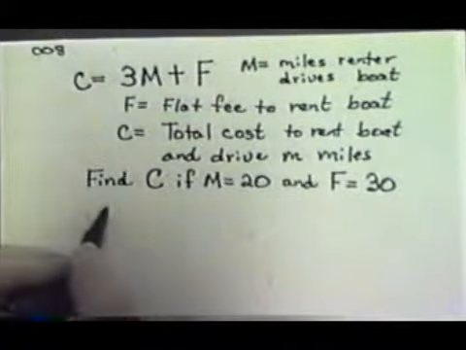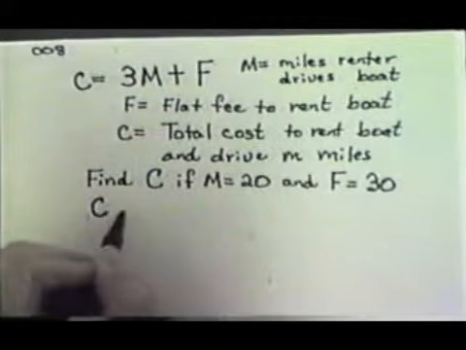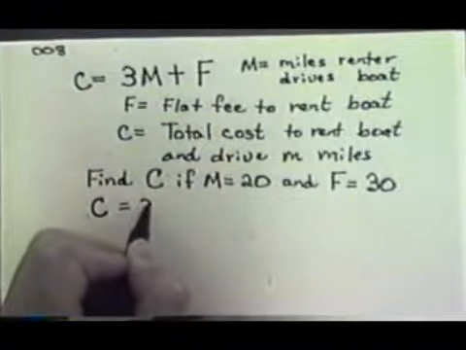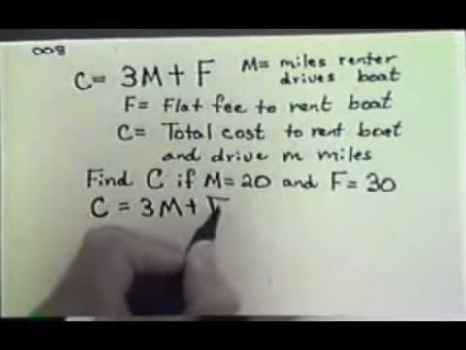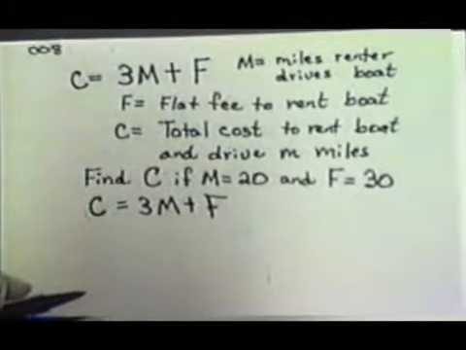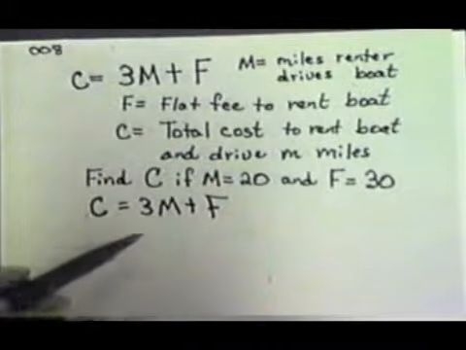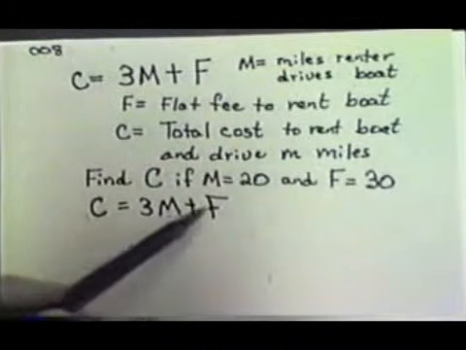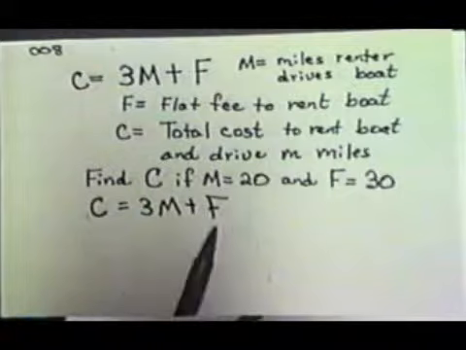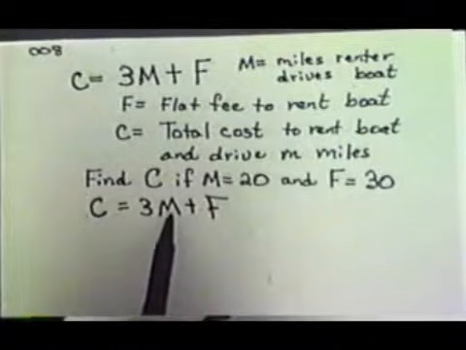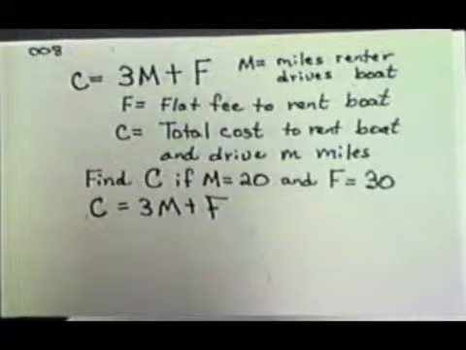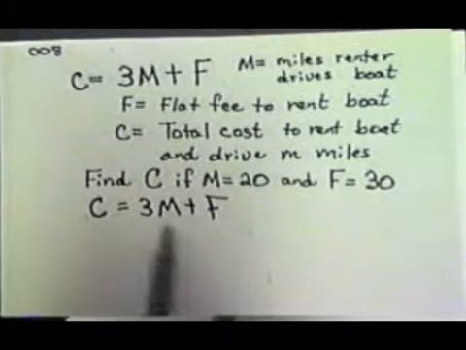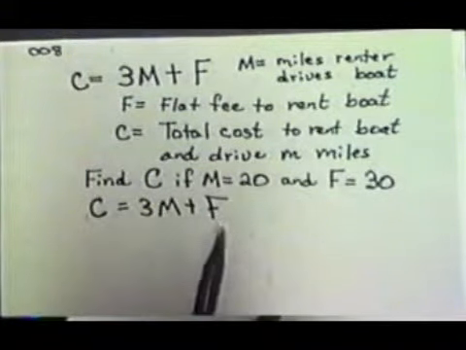So let's write our formula down again. C equals 3m plus f. Now what we always do is replace each letter in the formula by its value. So in place of m, we're going to put in 20, and in place of f, we're going to put in 30. But we have to know what operations to use when we put those in. So let's look at the formula. It's 3m plus f.